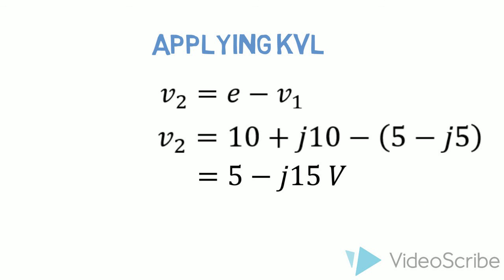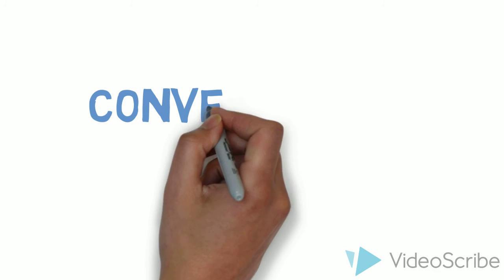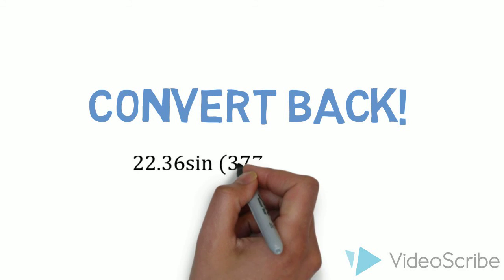And this is precisely why we use the rectangular form, so we can subtract these voltages. Then we simply convert back using the same process but in reverse, and we end up with this answer.